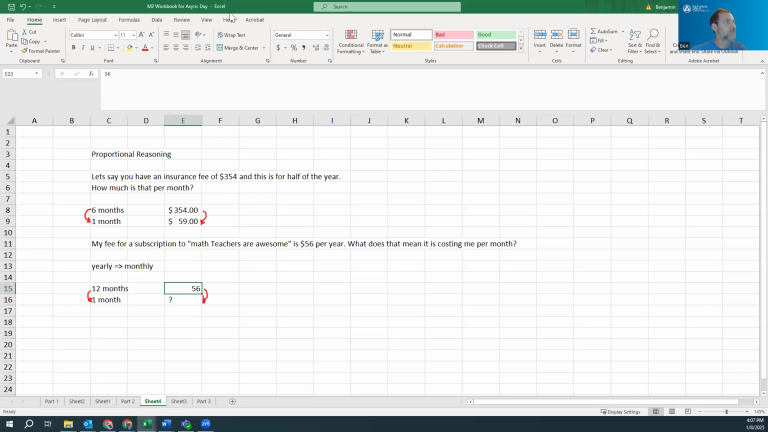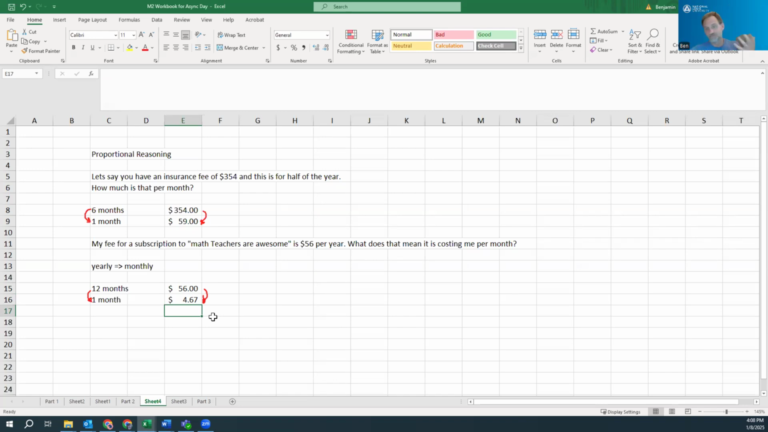And when I do that, make this money, I should get an answer that makes sense to me. It's going to be smaller because I'm breaking this $56 into 12 equal pieces. There's some rounding going on here, because if I did 4.67 times 12, I don't think I'd get back to 56, but I'd be pretty close. So that's an example of scaling down. And proportional reasoning is really just scaling down and scaling up.